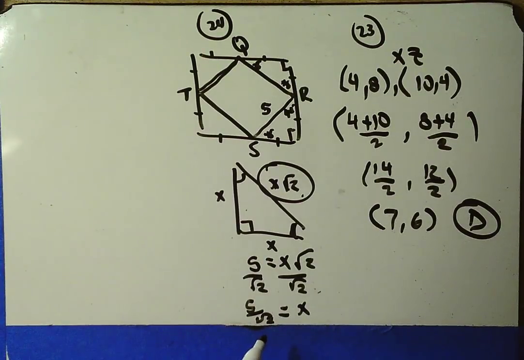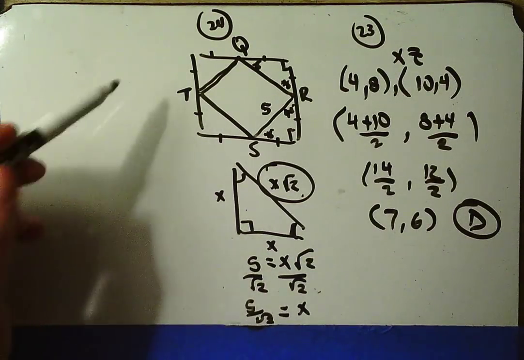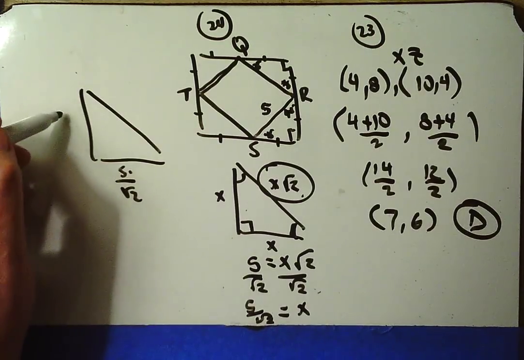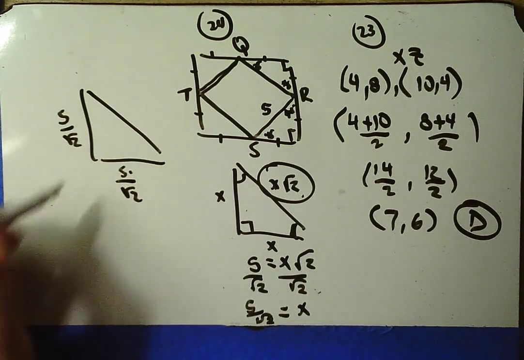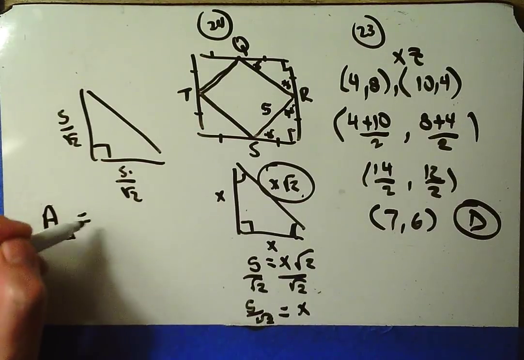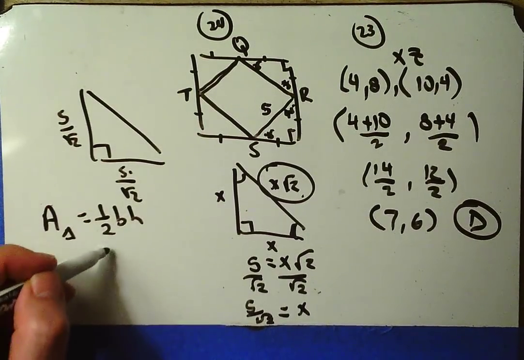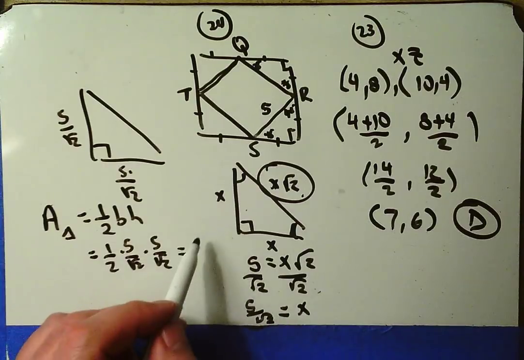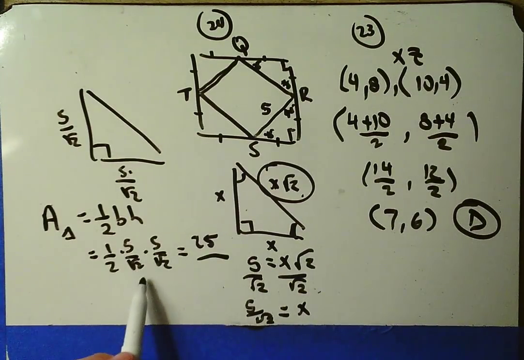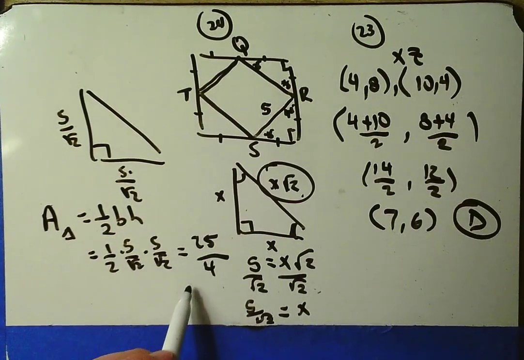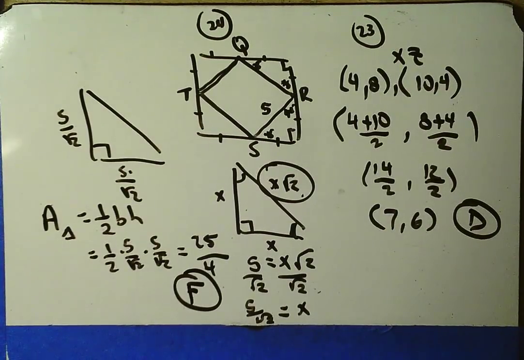And if I pull out my calculator and evaluate 5 divided by... oh no, we want the area of this triangle. Okay, so let's take it a little further. We know that this triangle has 5 over root 2 and 5 over root 2 as its base and height. The formula for area of a triangle is 1/2 base times height, so I want 1/2 times 5 over root 2 times 5 over root 2. That gives me 25 on top. Root 2 times root 2 is 2, and 2 times 2 is 4. So that's 6 1/4, or choice F for number 24.